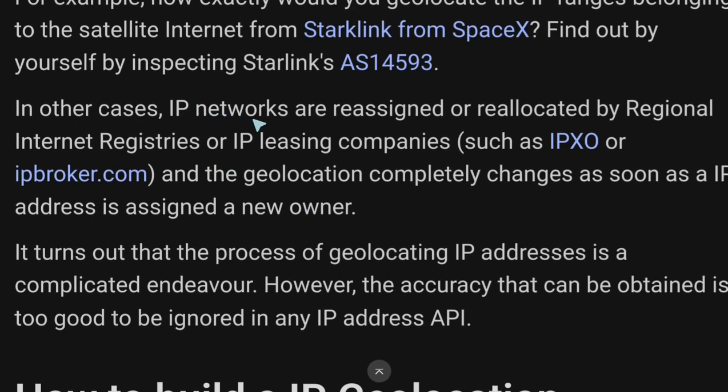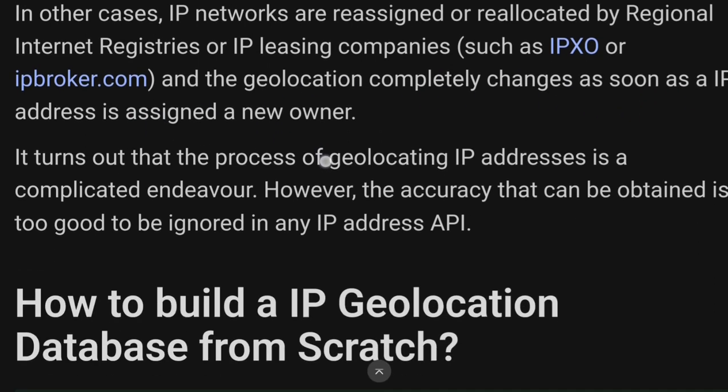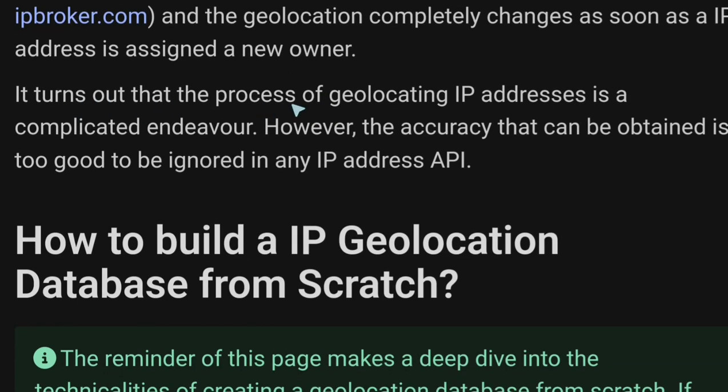Maybe in other cases, IP networks are reassigned or reallocated by regional internet registries or IP leasing. So they are reassigned, relocated, and the geolocation completely changes as soon as the IP address is assigned a new owner. It turns out that the process of geolocating IP addresses is a complicated endeavor. However, the accuracy that can be obtained is too good to be ignored by any IP address API.